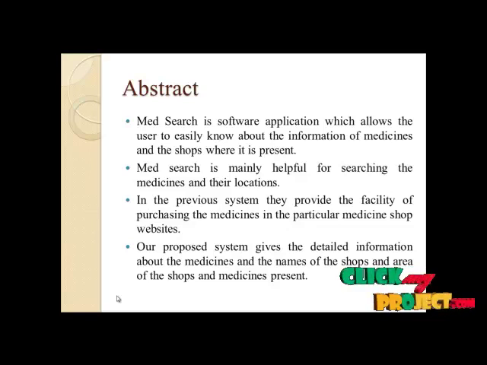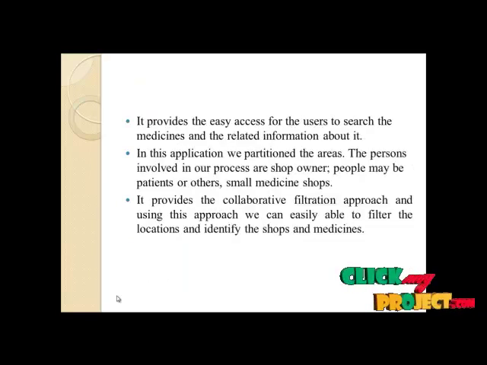In the previous system, they provide the facility of purchasing medicine on particular medicine shop websites. Our proposed system gives detailed information about the medicines and the names and areas of the shops, and the medicines present. It also provides detailed stock information, newly arrived medicines in the market, already existing medicines, etc. It also provides easy access for users to search for medicines and the related information.